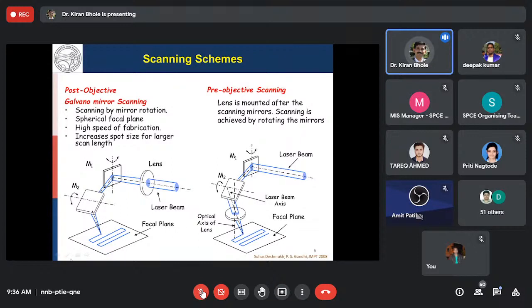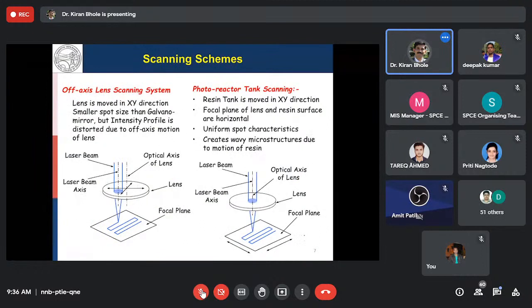I acknowledge this to Dr. Suhas Deshmukh and Prasanna Gandhi. This is published in the JMPT Journal in 2008. Those who are interested to look in more detail can look at that particular paper.